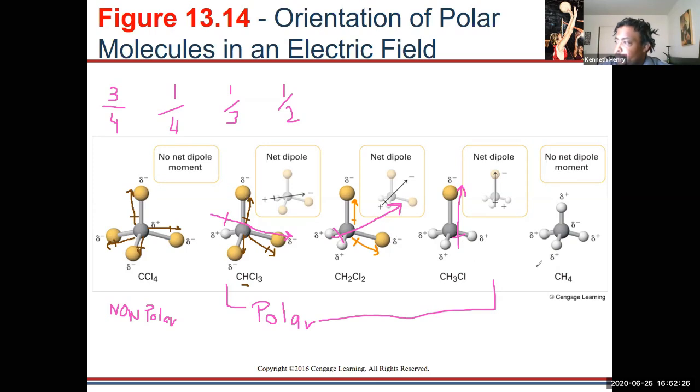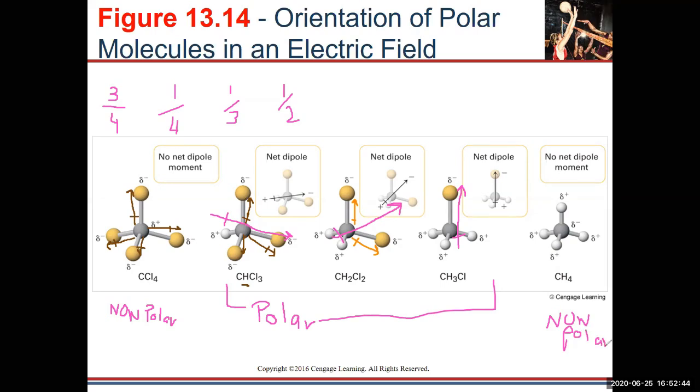So in this case, these guys are also going to be nonpolar because they're all even on all sides. Piece of cake?